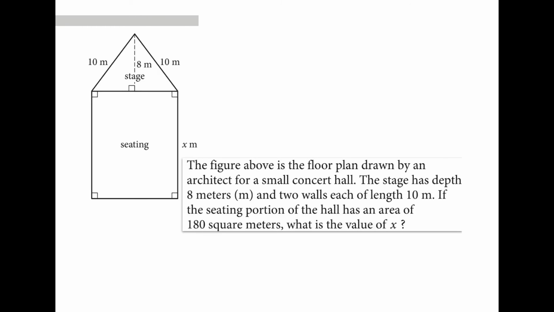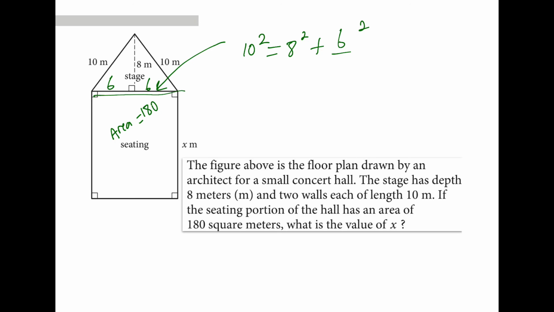So the seating portion has an area of 180. What is the value of x? So I can use the Pythagorean Theorem to figure out one of these. So that's 10 squared is equal to 8 squared plus blank squared. Well, that's a pretty common Pythagorean triple, which means this is going to be 6.